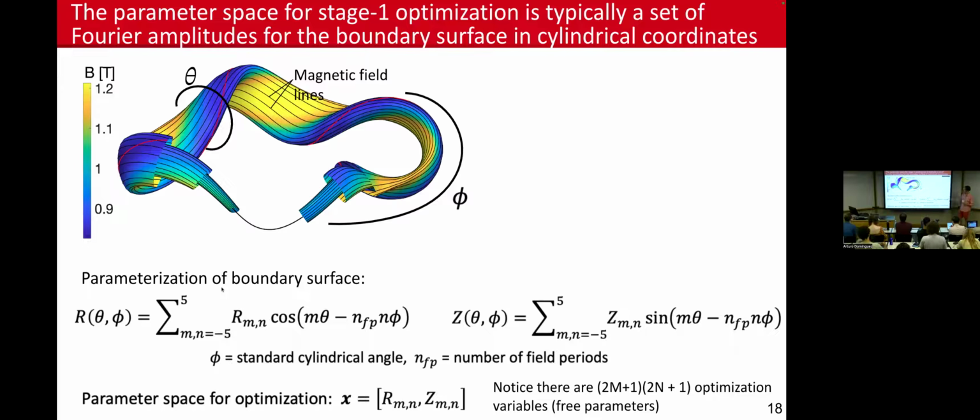So this is just a convenient choice to parameterize a 3D torus. And what's important now is that we have some coefficients of this parameterization, RMN and ZMN, and these become the parameters we can optimize that change the shape, and we can use those to minimize some objectives. Okay, and in general, we're going to have 2N plus 1, 2N plus 1 optimization variables from this double Fourier series for the surface of the plasma.